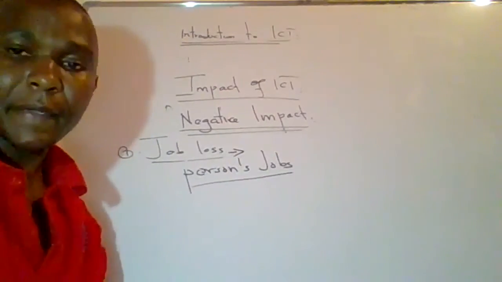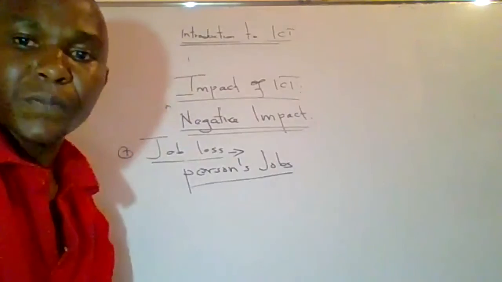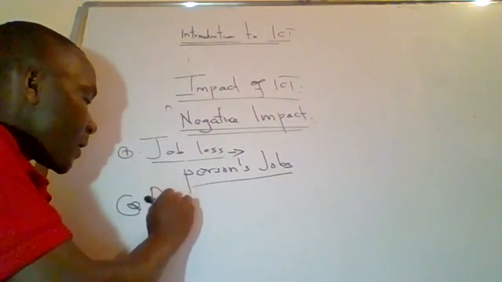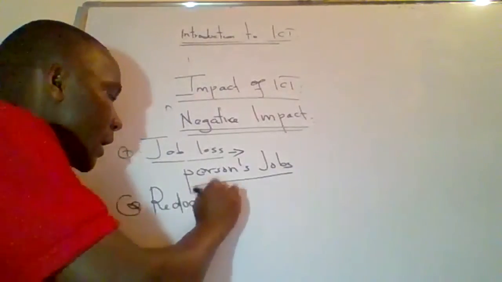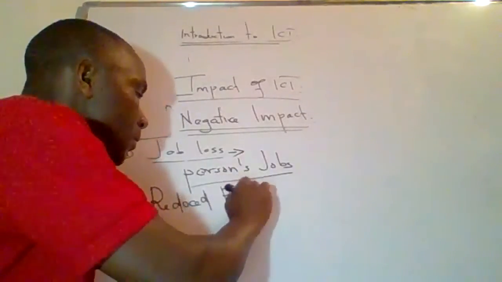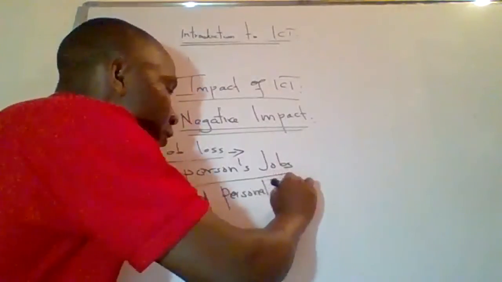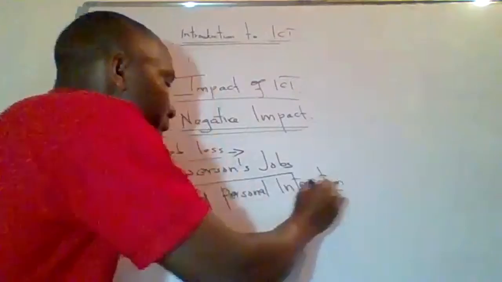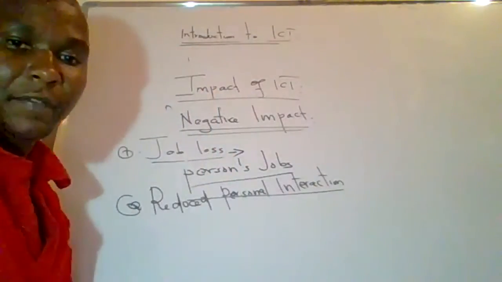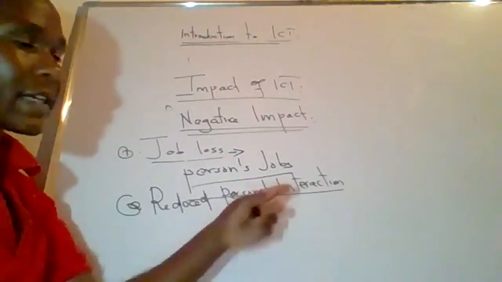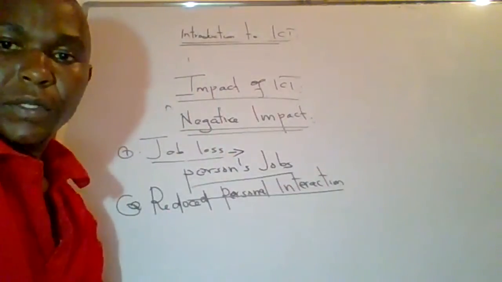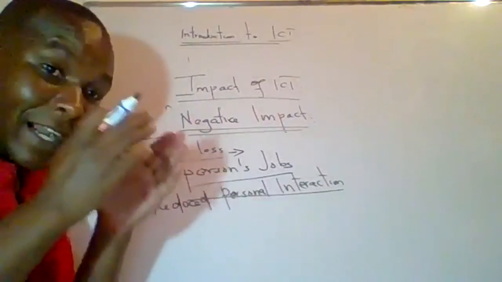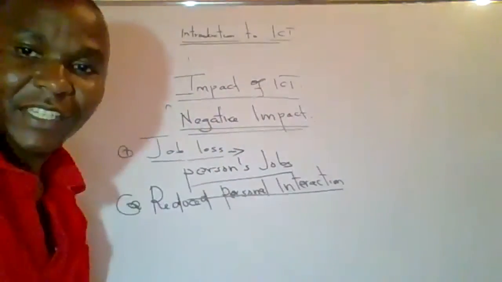The next impact is what? Reduced personal interaction. Number two, reduced personal interaction. So there is no interaction within an organization because you will be focusing on your machine.